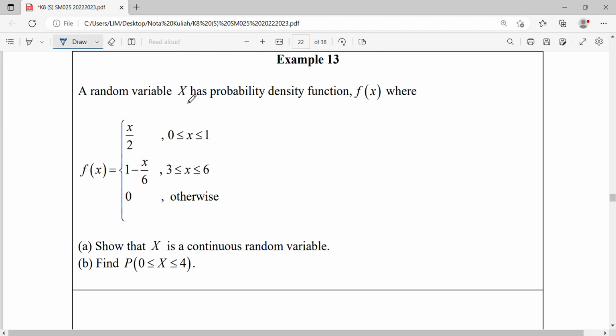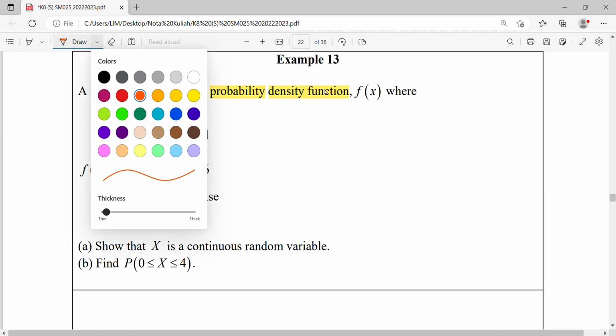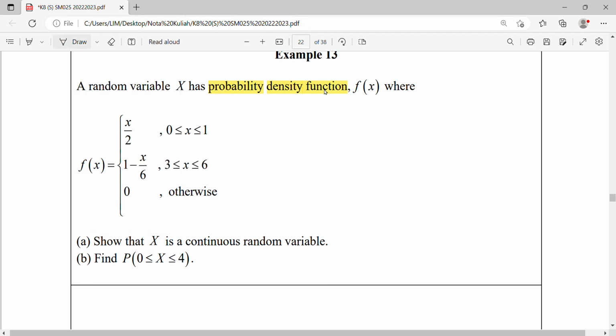A random variable x has probability density function. So when you read out the questions, a random variable x, this is not clear enough whether continuous or discrete. But when you say it having probability density function, indirectly they want to hint you here this x is continuous random variable. So you can see function, you see your x continuously in one interval from 0 to 1.